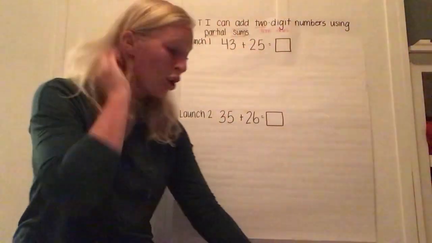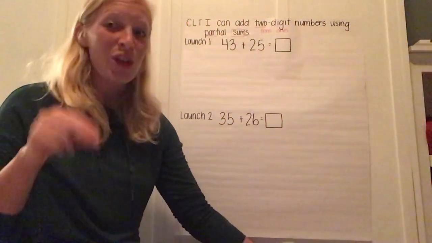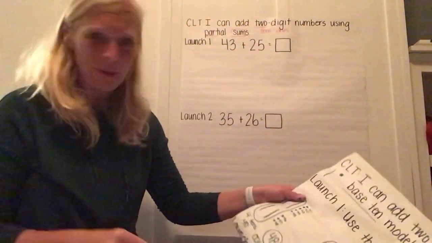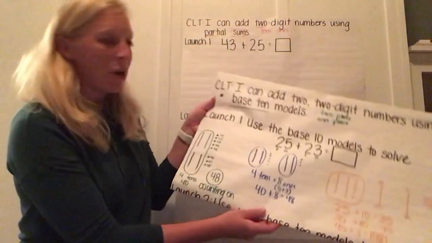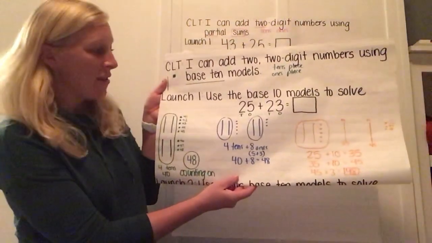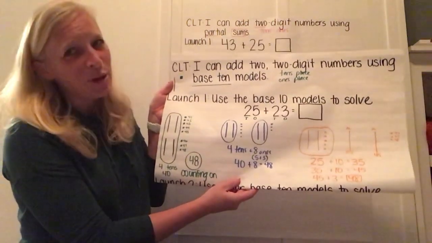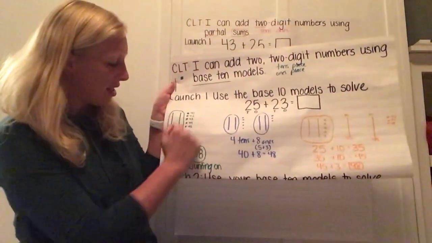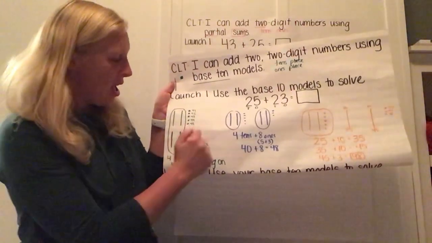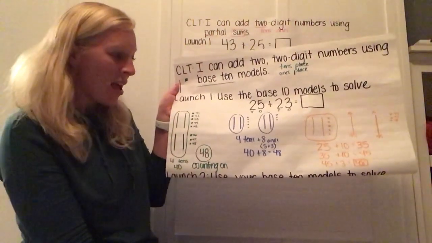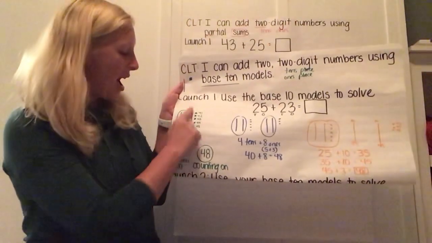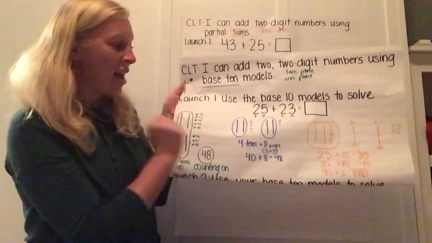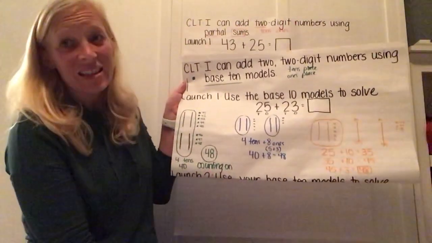A couple days ago, you started adding two-digit numbers together using base 10 blocks. Remember that? Seems like forever ago, doesn't it? Well, we were adding our numbers 25 and 23 together. And if you remember, we added our tens together first to get to 40. And then we added our ones and we got to 48. Again, we added our tens and then we added our ones and we got the sum.